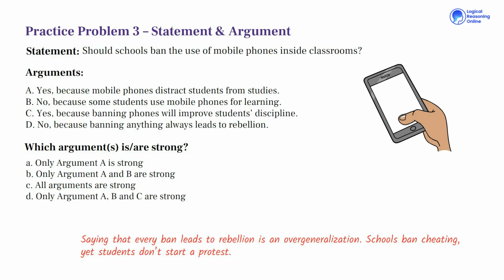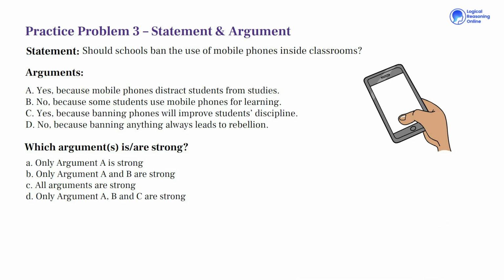Saying that every ban leads to rebellion is overgeneralization. Schools ban cheating, yet students don't start a protest. This argument is too vague, too emotional, and not supported by facts. So no, argument D is weak.